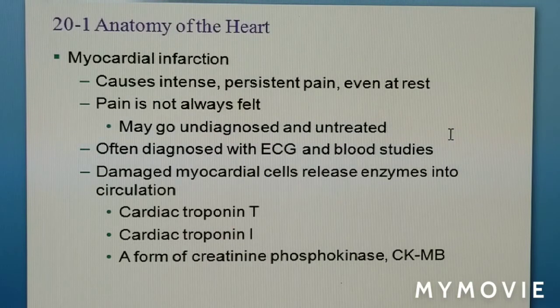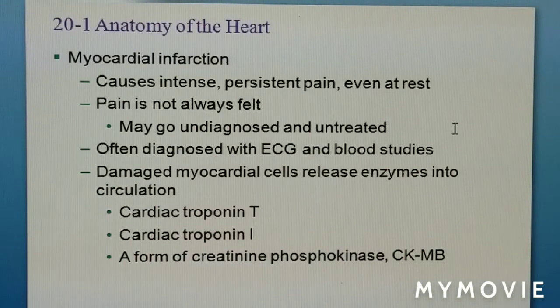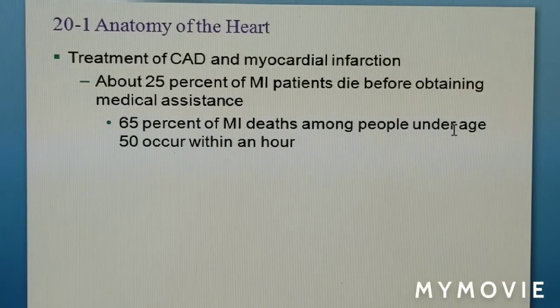Continuing with myocardial infarction, causes intense persistent pain, even at rest. Pain is not always felt, may go undiagnosed and untreated, often diagnosed with an ECG and blood studies. Damaged myocardial cells release enzymes into the circulation: cardiac troponin T, cardiac troponin I, and a form of creatine phosphokinase. And if you've had a heart attack, they can see this in your blood work.